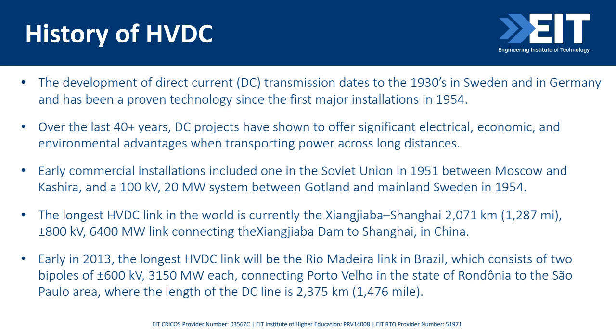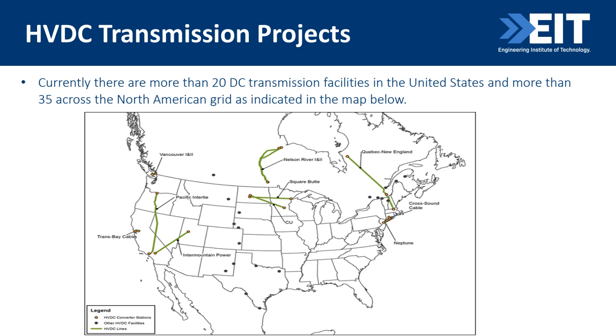Early in 2013, the longest HVDC link was the Rio Madeira link in Brazil, which consists of two bipoles of 600 kilovolts. A bipole is a type of HVDC, and we'll discuss the types of HVDC later on. That delivers more than 3 gigawatts of power, connecting Porto Velho in the state of Rondônia to Sao Paulo, where the length of the DC line is more than 2,000 kilometers. So that's a bit about history.